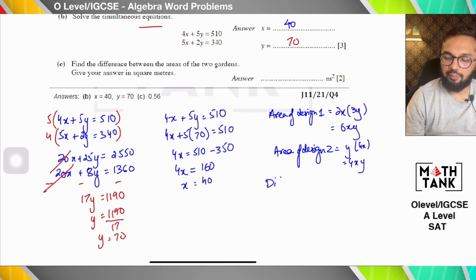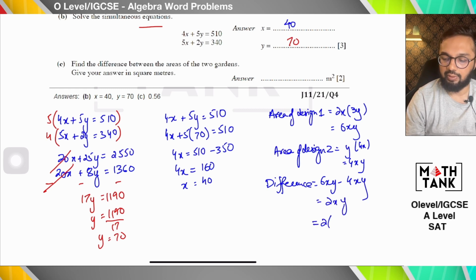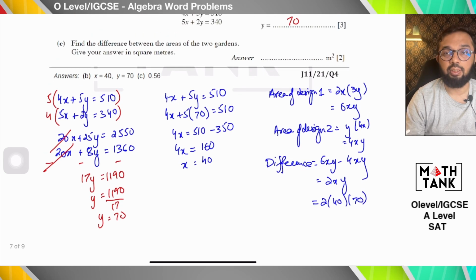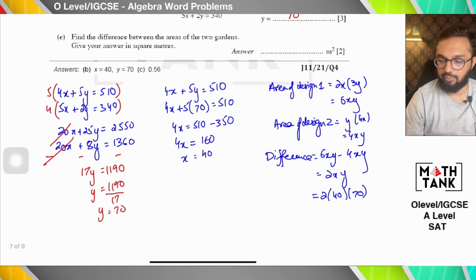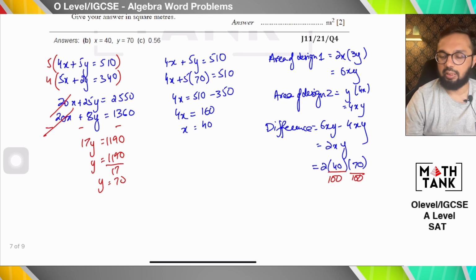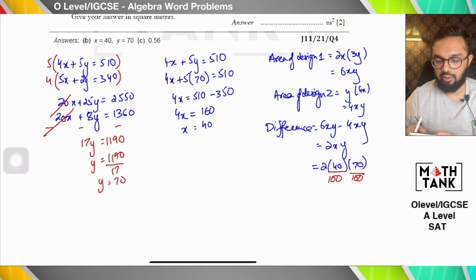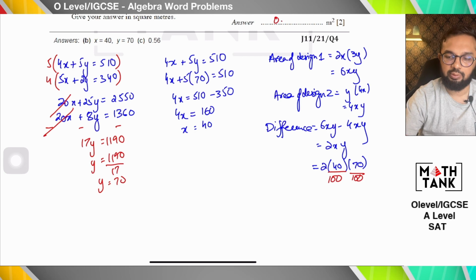I can calculate first the difference and then substitute the values. I think that's an easier way of doing it. So 6xy minus 4xy gives me 2xy. Then I plug in the values of x and y, 40 and 70. And this is in centimeters square. How do I change it into meters square? I divide by 100 twice, and that should give me the final answer. Let's see if I am right. I think I'm right. Yeah, 0.56 meters square.